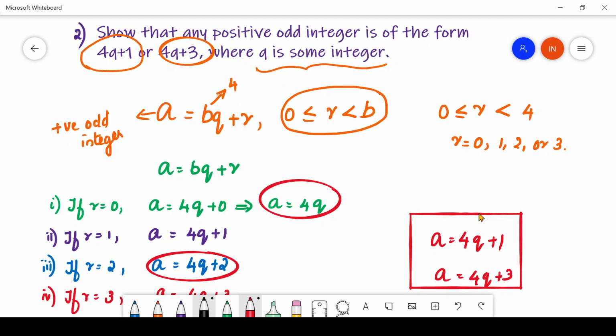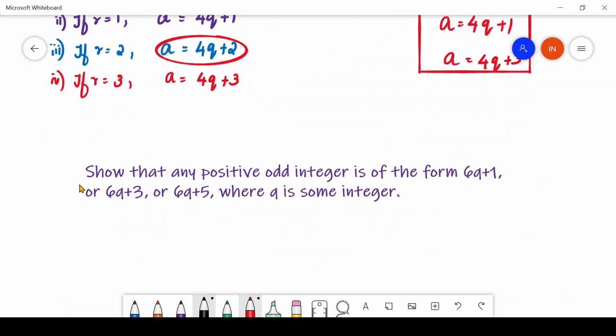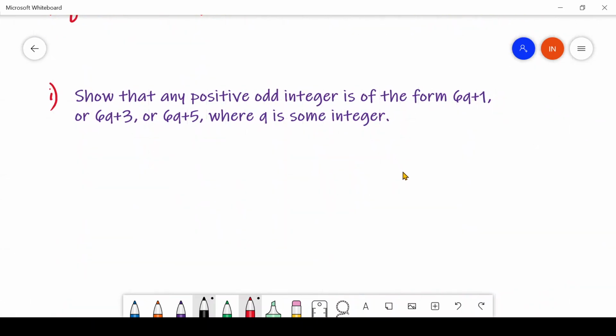Is it clear to all of you? So now we can see the last one, that is, this question is from your textbook. I hope you can do it by yourself and verify with what I have done here. Okay, so I will explain.